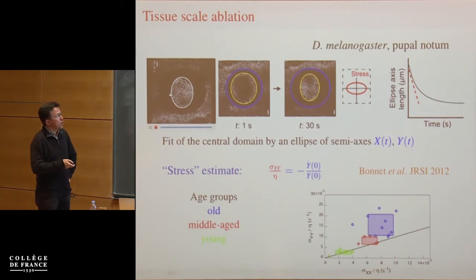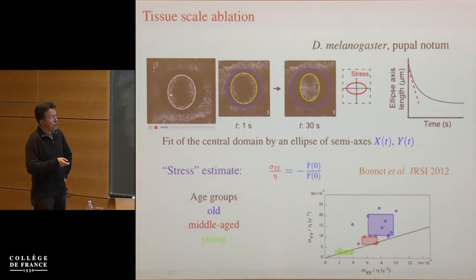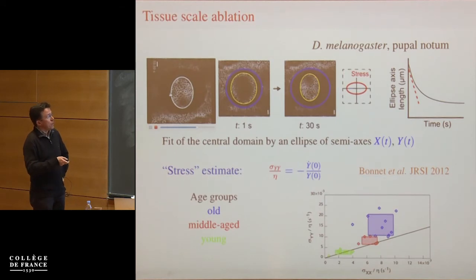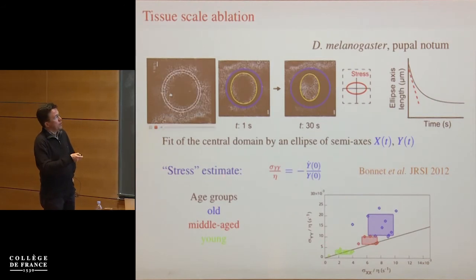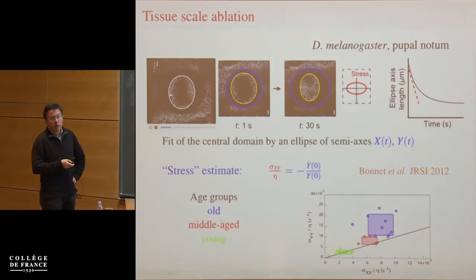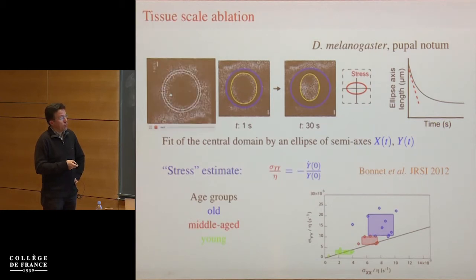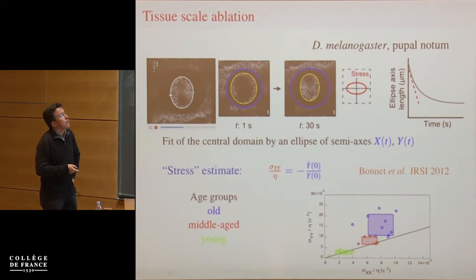It's easy to show that the ratio of stress to tissue viscosity is given by the ratio of the initial velocity by the initial position of the tissue. What you see on this graph is that the anisotropy that is observed here is in fact not a given of the tissue. It develops over a long time, and here the comparison between experiments done for young, middle-aged, and old age groups corresponds to times after pupa formation between, roughly speaking, 15 hours and 16 hours.